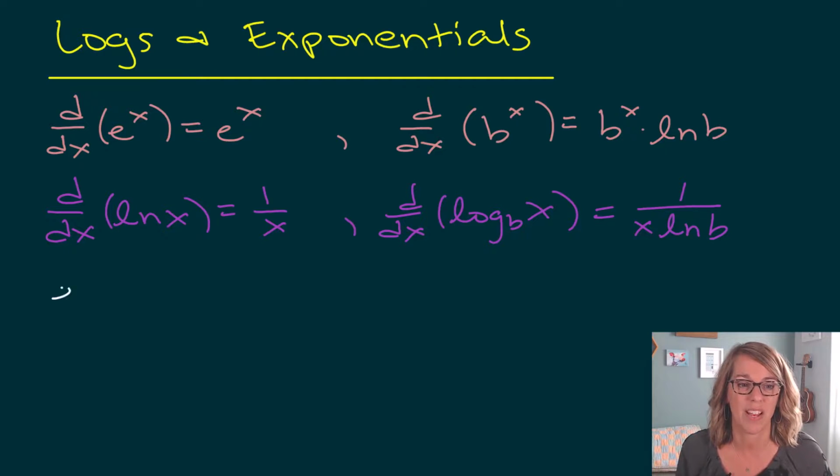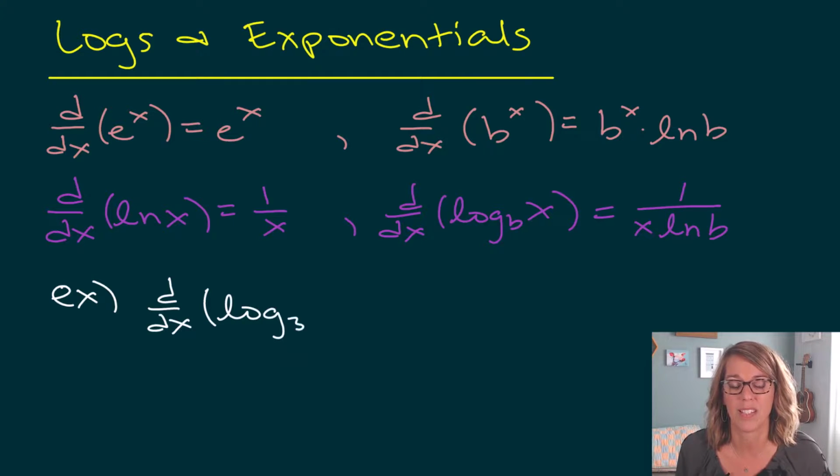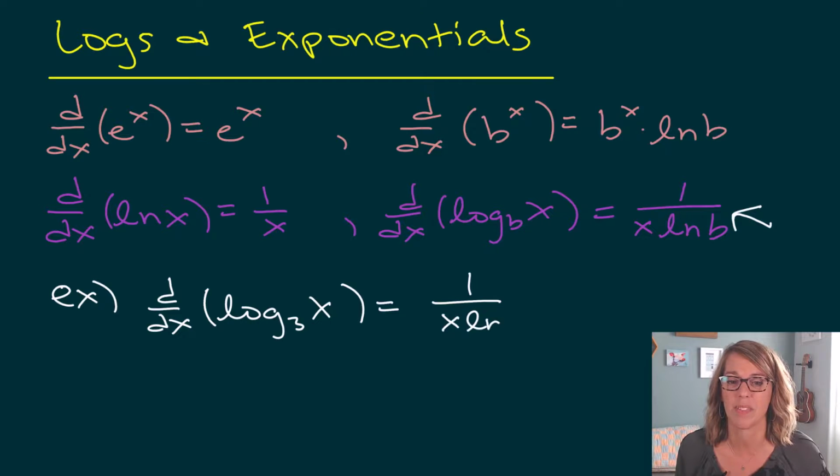Let's do some examples. For example, let's do d/dx of log base 3 of x. This is going to be, using this formula now, 1 over x times the natural log of 3. And that is our answer.